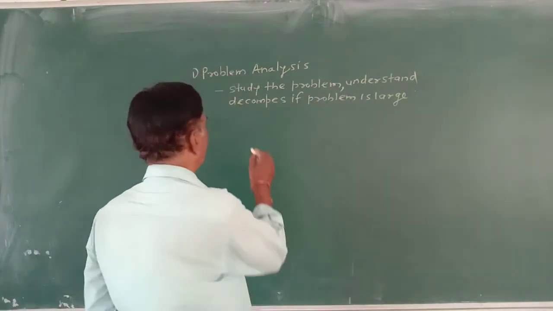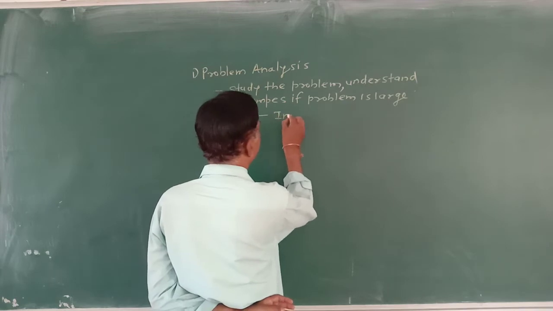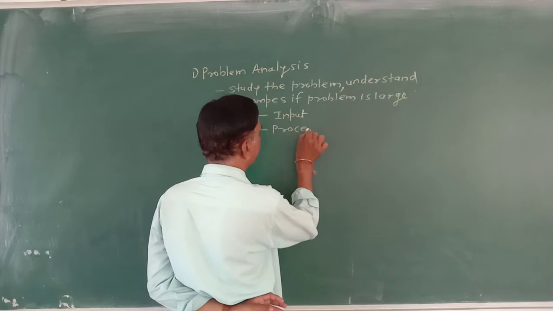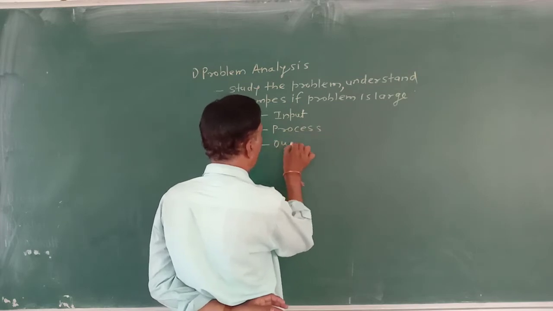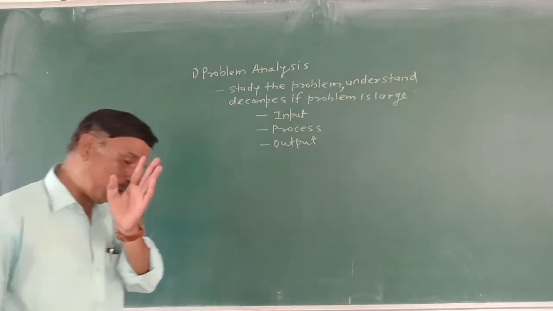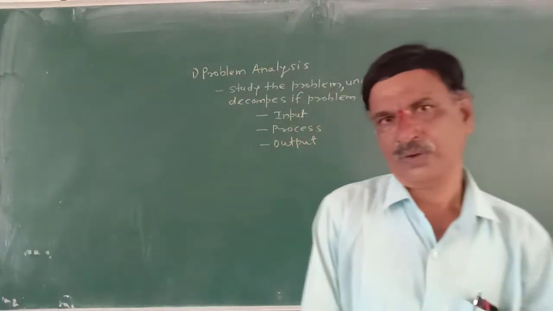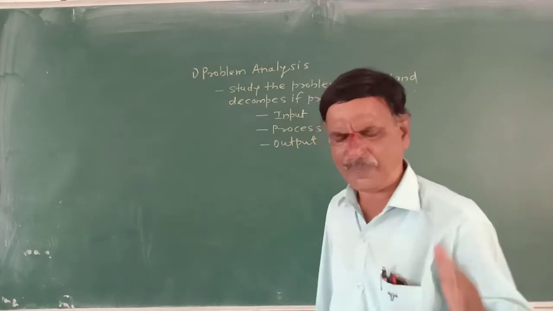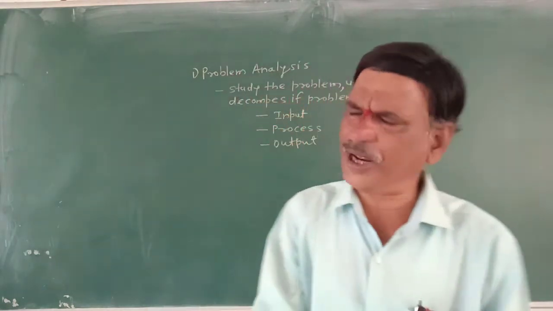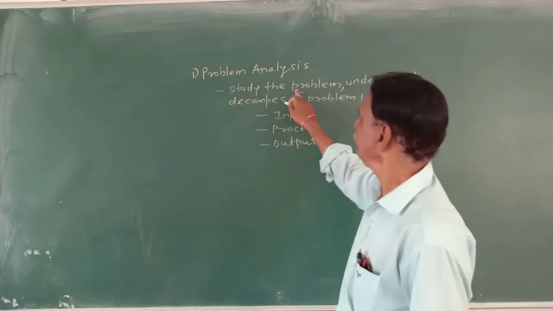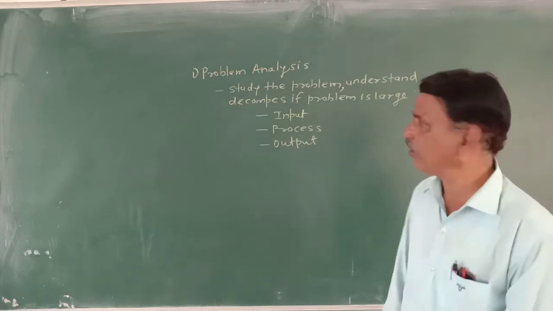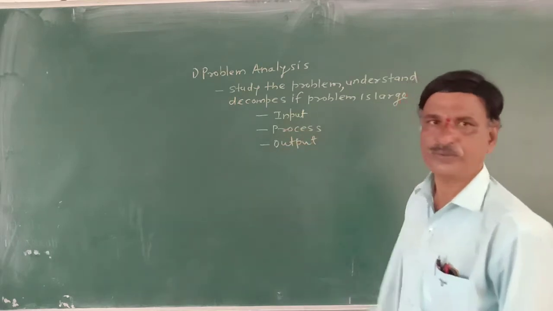Then we can come to the conclusion of input, process, output. So whenever a program is to be written, there are 5 steps. First step, study the problem, understand the problem, decompose the problem if the problem is too large, and come to the conclusion of input, process.